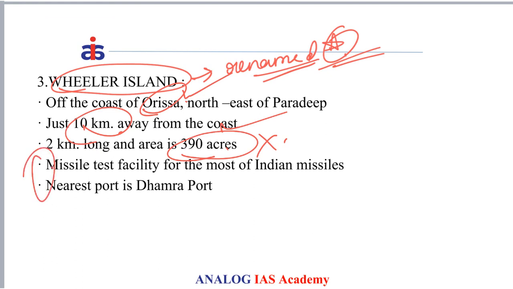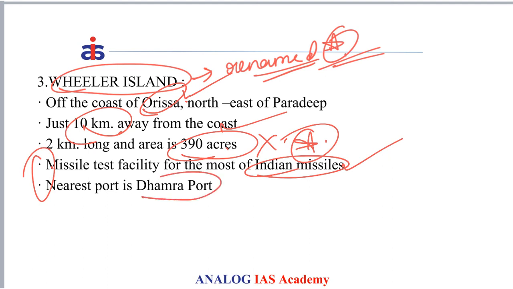It is a missile test facility for most of the Indian missiles. This is an important point, the most important point. And it is also significant to note that the nearest port to this area is Dhamra port. So these are the points that you have to focus on. Wheeler Island is in Orissa. It is the site where many Indian missiles are tested. The nearest port is Dhamra port, and it was renamed as Dr. APJ Abdul Kalam Island recently.